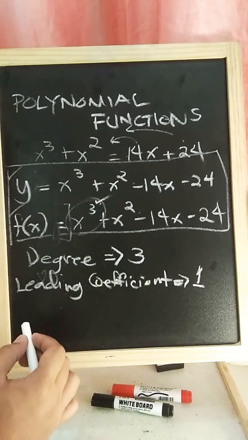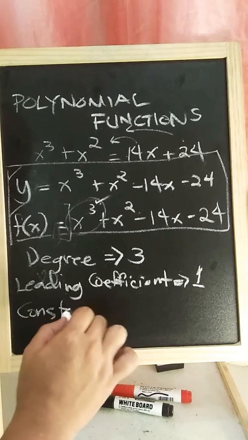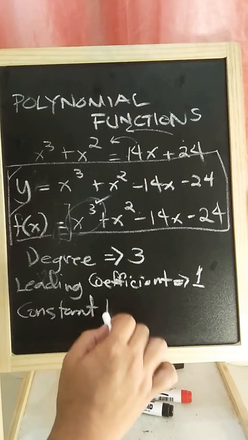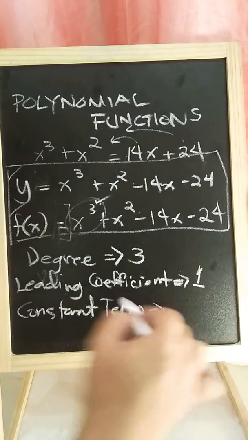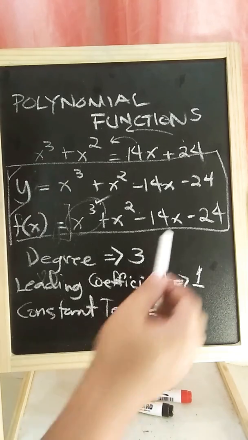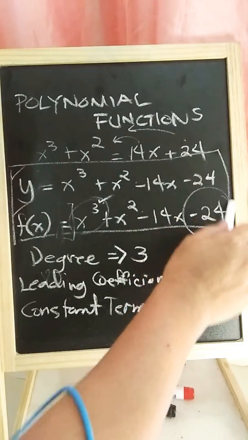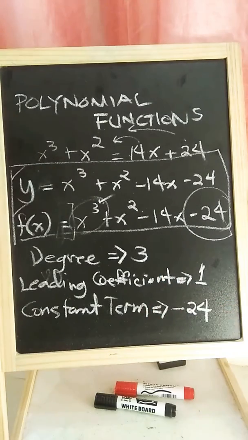And then, we have what we call the constant term, or simply the constant. Pag sinabing constant, siya yung walang x. So, in this case, ito naman yun, yung wala. So, we have negative 24.